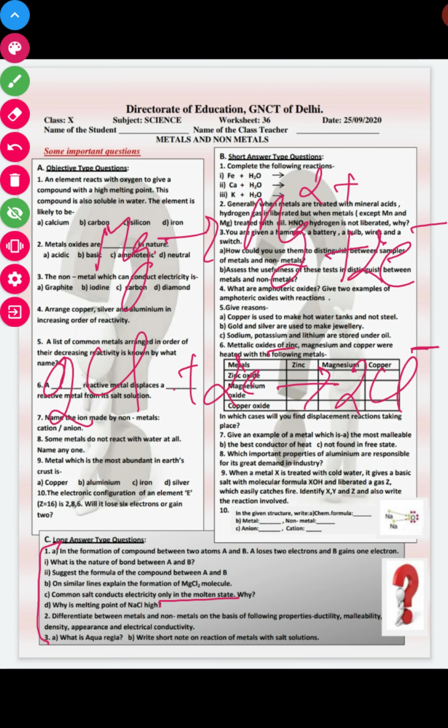Right? Next, distinguish between metals and non-metals on the basis of the following properties: ductility and malleability. Metals can be drawn into thin wire, which is known as ductility, and metals can be converted into thin sheets, which is known as malleability, whereas non-metals do not show the properties of ductility and malleability. Density: metals have high density and non-metals have low density. Appearance: metals are lustrous and non-metals are non-lustrous. Metals are good conductors, whereas non-metals are bad conductors of electricity.